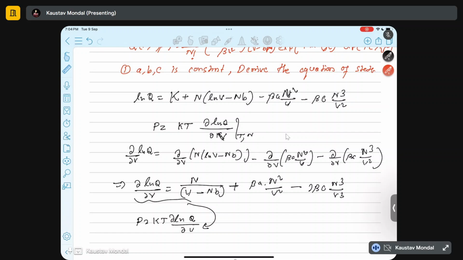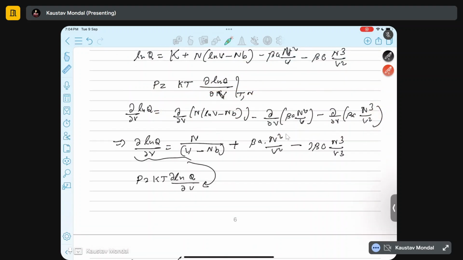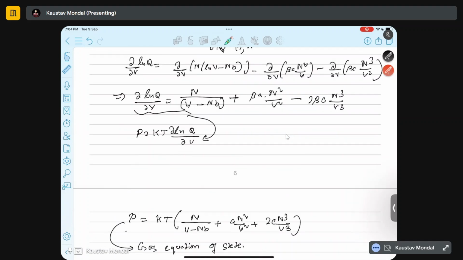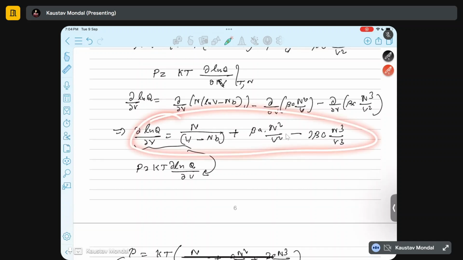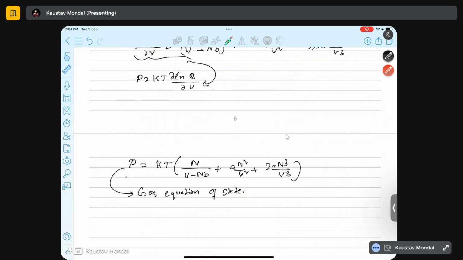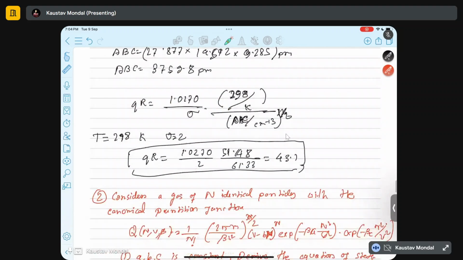So first, what I have done is write the expression of pressure in terms of the partition function. What we do, we require ln Q, so first we calculate ln Q, then we take the derivative with respect to volume. After doing that, these are the remaining terms, and after substituting this delta ln Q and delta V T into the expression of the pressure, I am getting this gas equation of state. So this is the way that you can do this kind of problem.